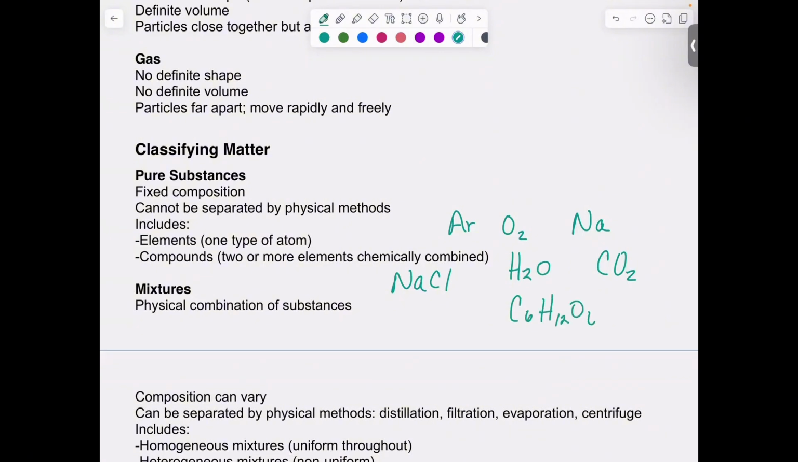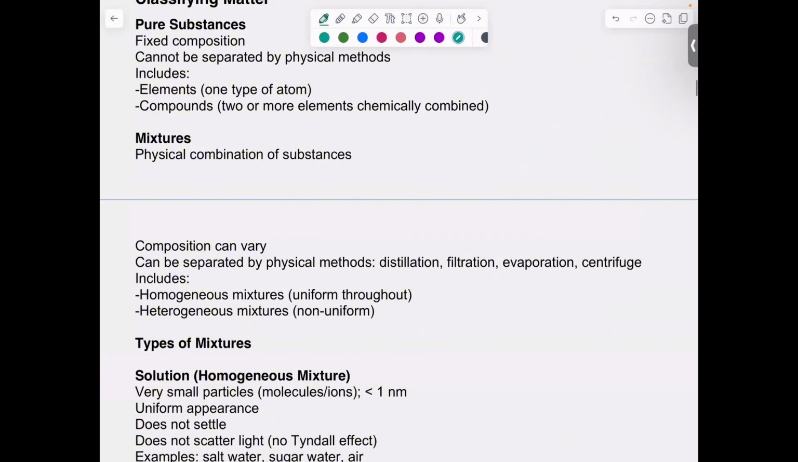C6H12O6. All right. Hopefully you get the idea there. Now with mixtures, this is a physical combination of the categories above. We'll just call them substances, but it could be a physical combination of 2 or more elements or 2 or more compounds. To break down mixtures, we could have homogeneous mixtures, which are sort of uniform throughout. You really can't separate visually the different parts. And then we have heterogeneous mixtures. Those are non-uniform, and we'll go over examples with that.